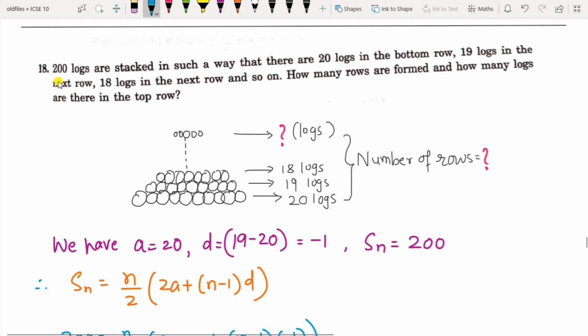Question number 18 here is, 200 logs are stacked in such a way that there are 20 logs in the bottom row. So these are the 20 logs in the bottom row. Then 19 logs in the next row, 18 in the next row and so on. So for each row, one log is decreasing, 19 logs, 18 logs and so on. How many rows are formed and how many logs are there in the top row? So these two things you have to find.